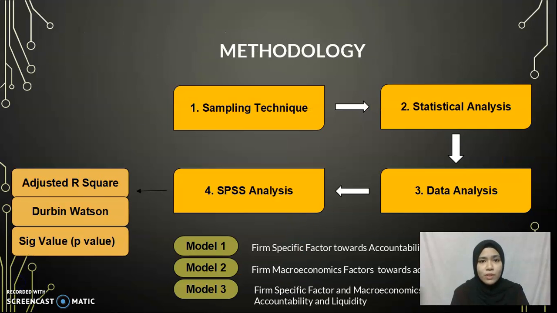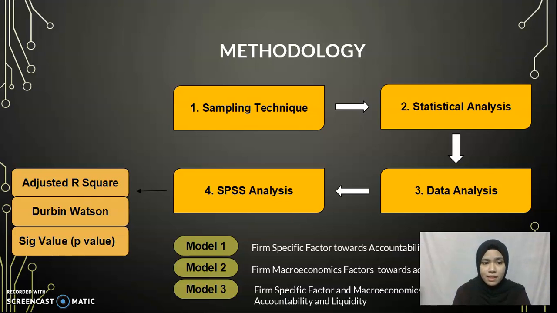Methodology. First, we use the sampling technique. We take 5 annual reports from 2015 to 2019. And second, we use statistical analysis, followed by data analysis and SPSS analysis.